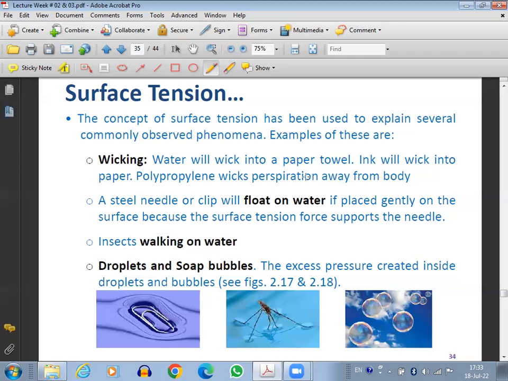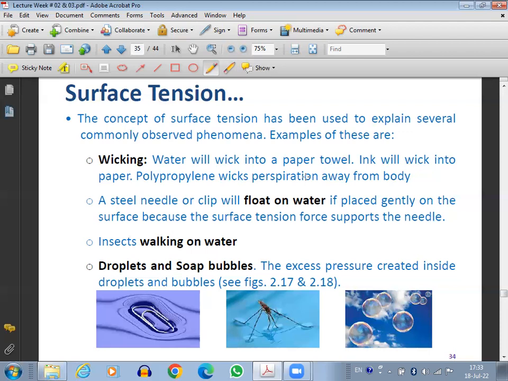Insects walk on water. This is another phenomenon. When they saw the insects and tried to find out the density of the insects, it turned out the density of the insects is higher than the water. How can they walk on water? Because of the surface tension.